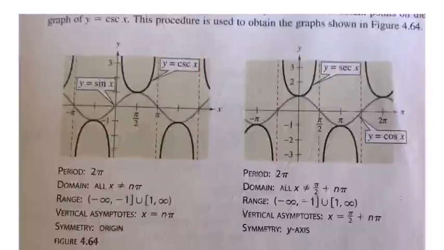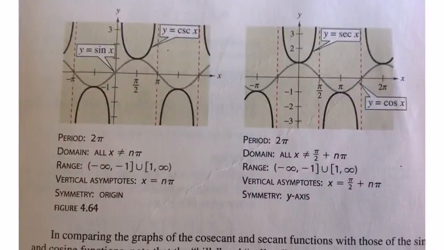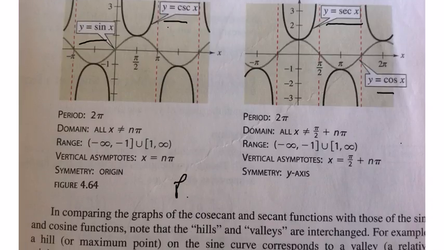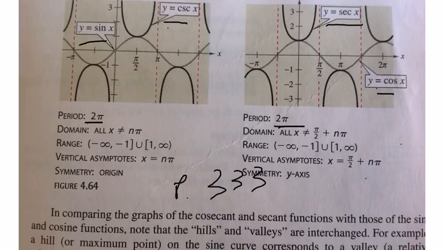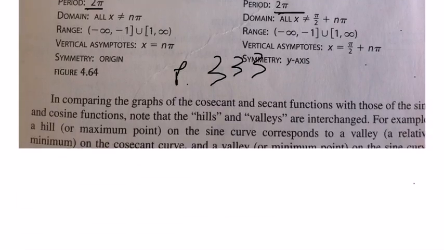Okay, what we have here are the cosecant function and the secant function, along with their respective reciprocals. So here's sine, you can see it in gray, and here's cosine, you can see that in gray. What I'm looking at is page 333 in the book. Okay, one thing you may notice for cosecant and secant is their period is the same. 2 pi.